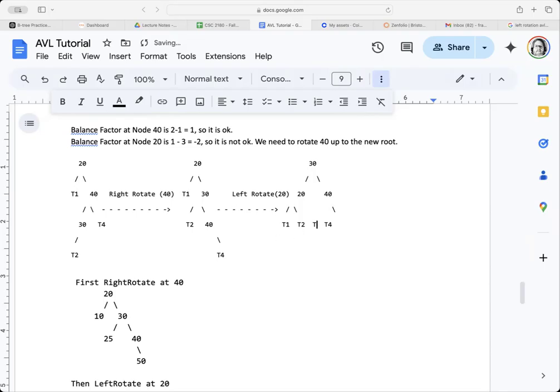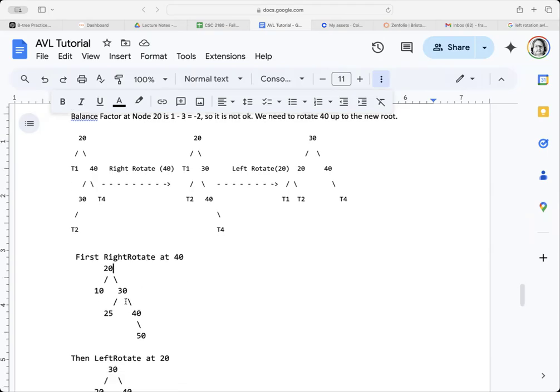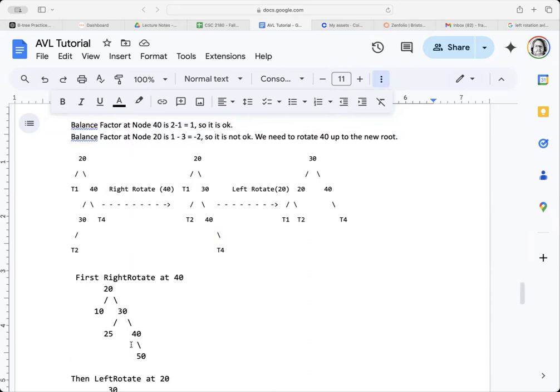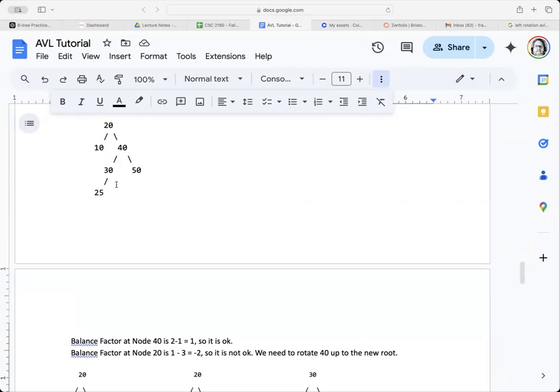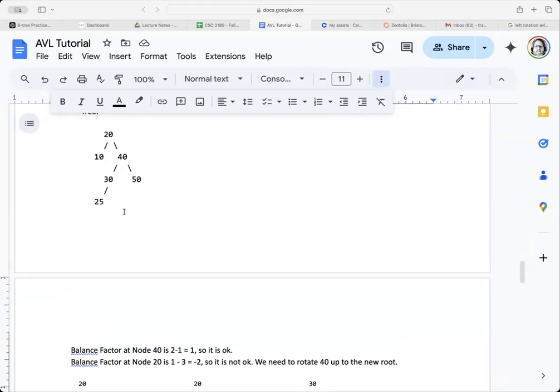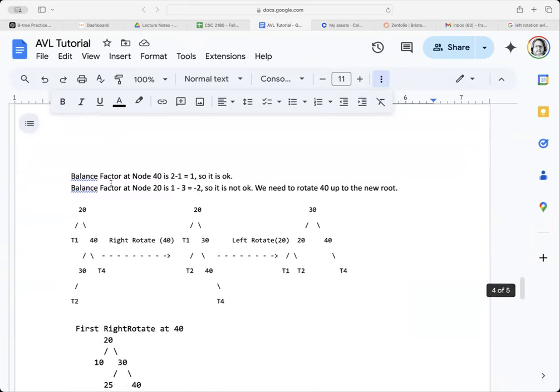Okay, and it won't have the T3 in our particular case. So basically, what we have to do here is go from this position. What is out of line is going to be the 20, the 40, and the 30. This is what's causing the trouble.